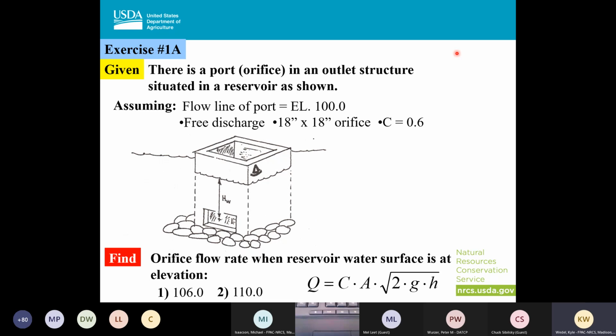So here's an example. I'm going to go through this first one, and then I'm going to have a couple for you to work on. This first one is an orifice that's 18 inches by 18 inches. My flow line is, yep.